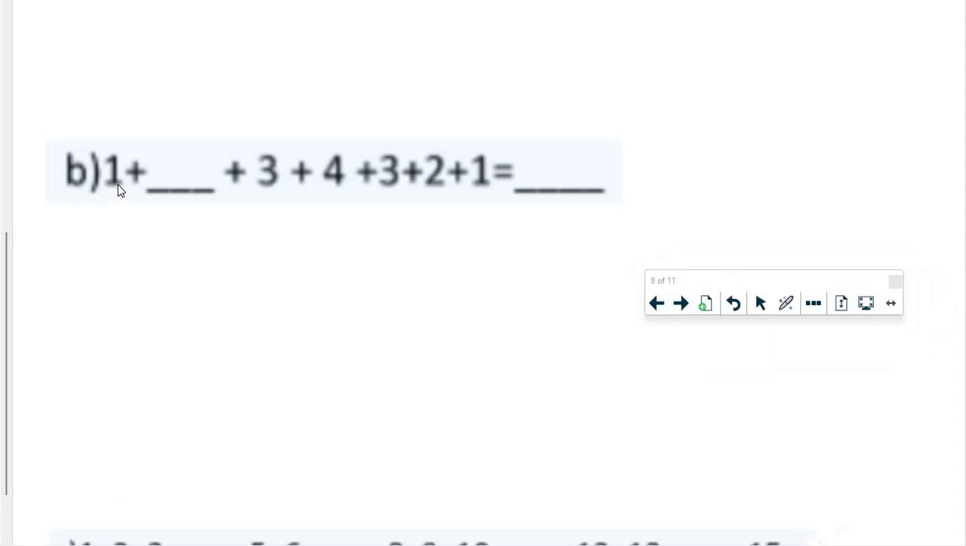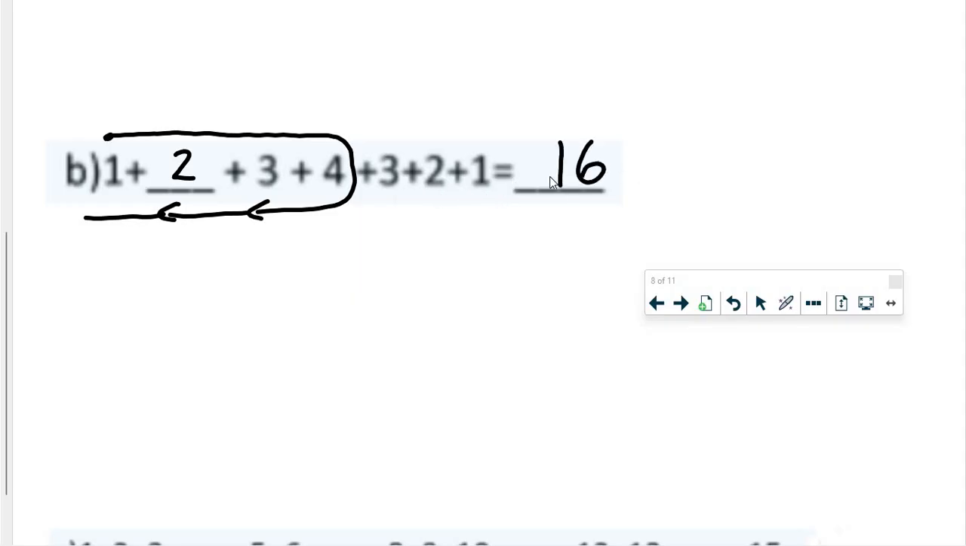Look at this. 1 plus a missing number plus 3 plus 4, reverse, plus 3 plus 2 plus 1. So the missing number here is 2. 1 plus 2 plus 3 plus 4, reverse, plus 3 plus 2 plus 1. And what is this number equal to? If you take 1 plus 2 plus 3 plus 4 plus 3 plus 2 plus 1, the answer will be equal to 16.